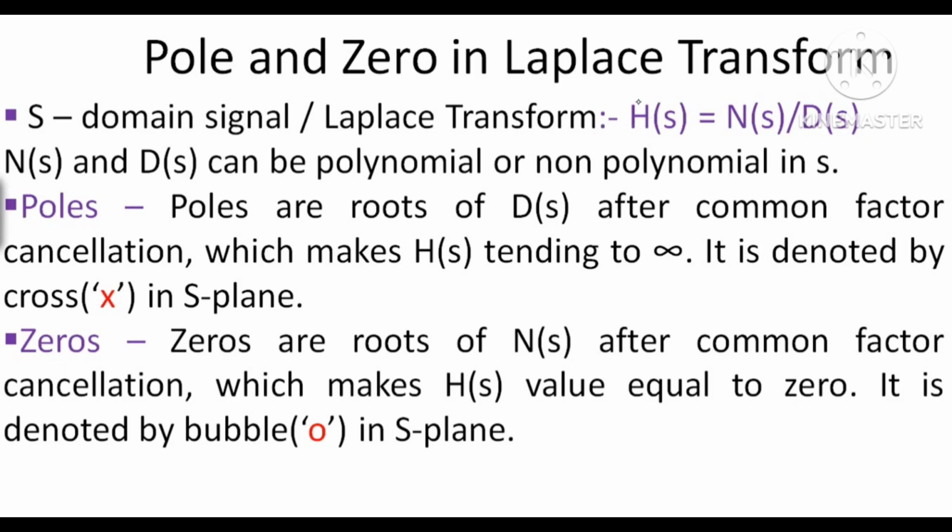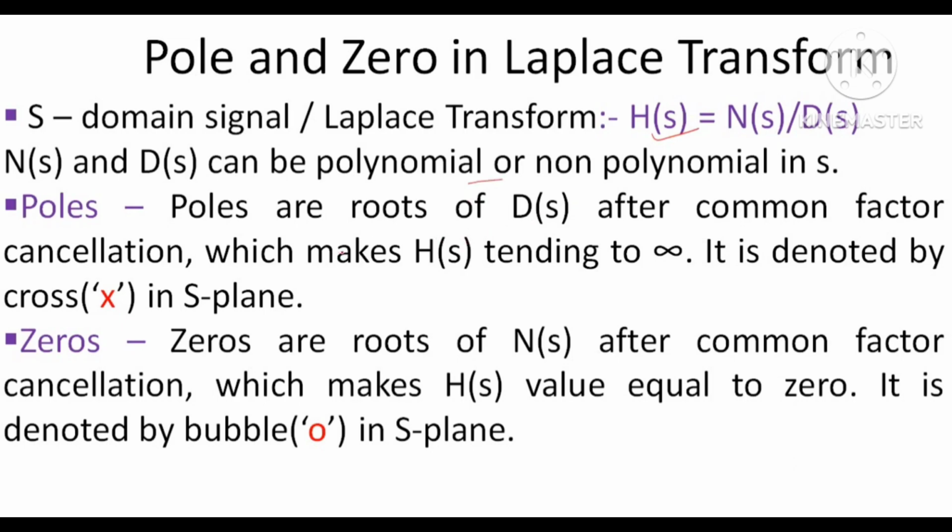You know that any system is given by H(s) equal to N(s) divided by D(s), or the Laplace transform of any signal is given in the form of a ratio of two polynomials or non-polynomials. The numerator can be a polynomial or in non-polynomial form, and the denominator can be a polynomial or non-polynomial form.